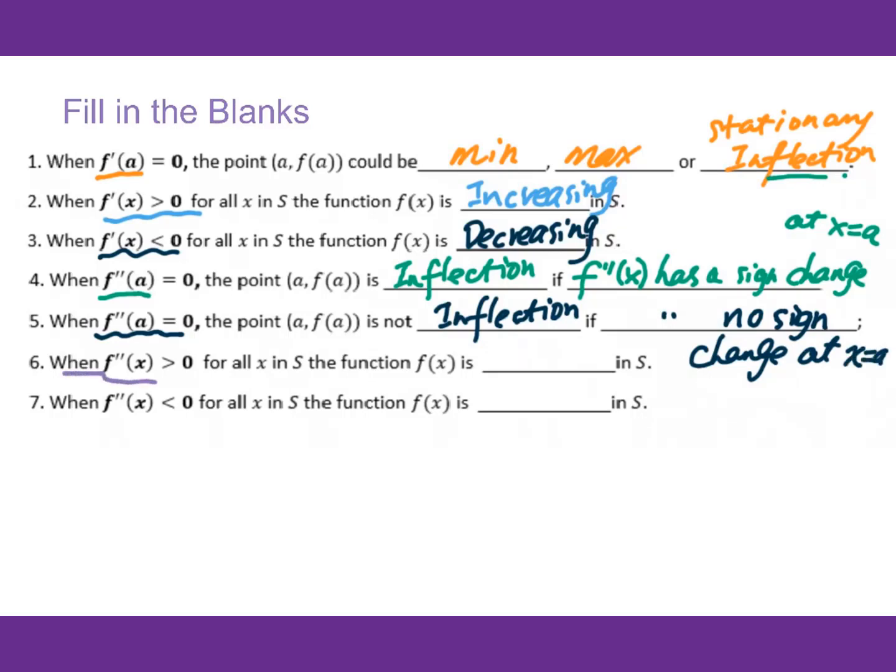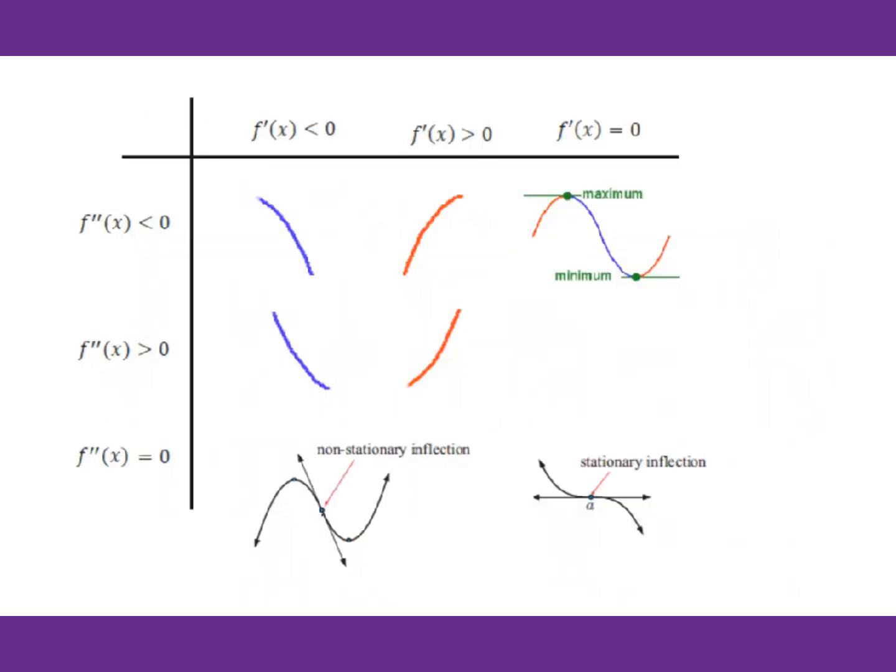When the second derivative of f of x is greater than 0, then f of x is concave up. The graph looks like this. When the second derivative of f of x is less than 0, then the function f of x is concave down. The graph looks like this. Let's go over this diagram.